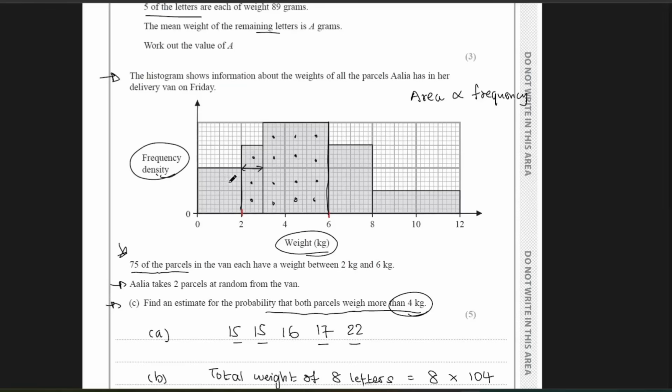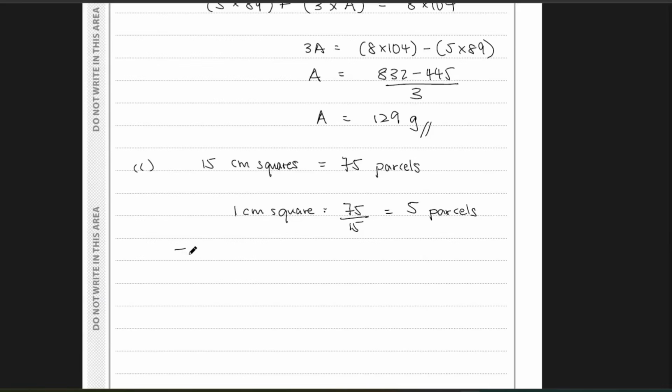So how many more centimeter squares do we have altogether? 1, 2, 3, 4, 5, 6, 7, 8, 9, 10, 11, 12, 13, 14. So 14 more. The total number of parcels is equal to, so earlier we had 15 squares. Now we just counted 14 extra squares. And each square represents 5 parcels. So that would be 29 times 5 altogether. And this gives us 145. So we have 145 parcels altogether.